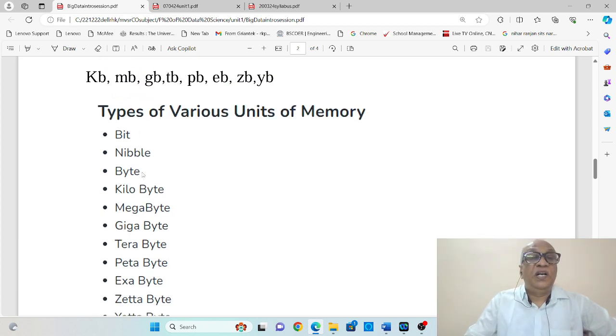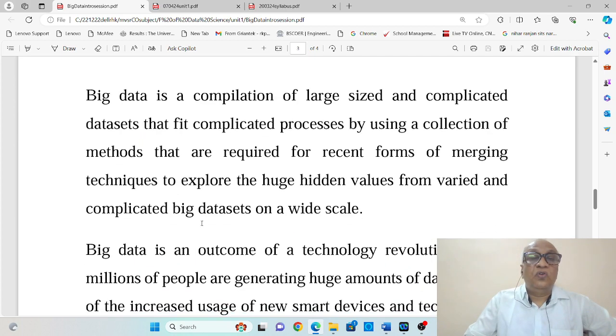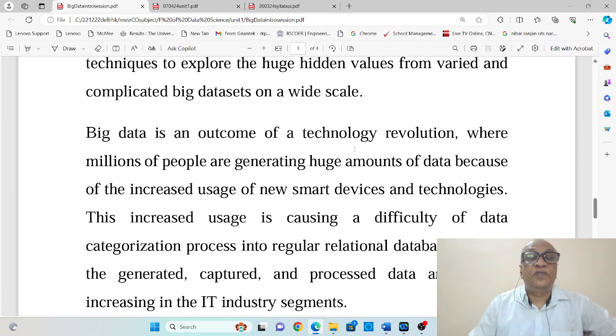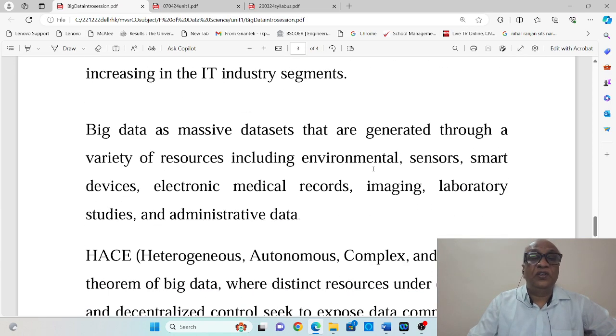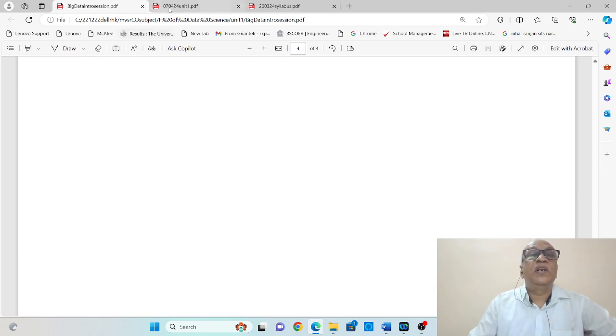We started from kilobytes to megabytes, then gigabytes to terabytes, from petabytes to exabytes, from exabytes to zettabytes and yottabytes. So what exactly is happening with these petabytes, terabytes, exabytes and yottabytes is that the data has become large and complicated, and the processing becomes difficult, and you need new tools for that. So this big data generation also gave rise to big data tools which will be handling them. So this is what big data is.